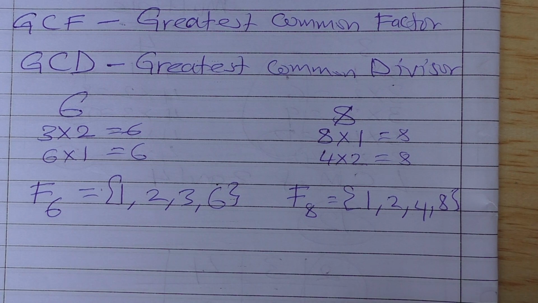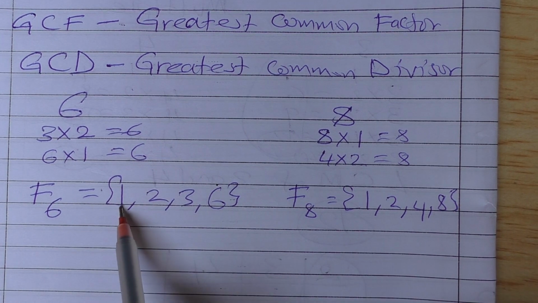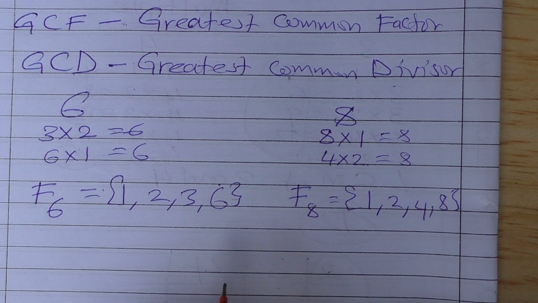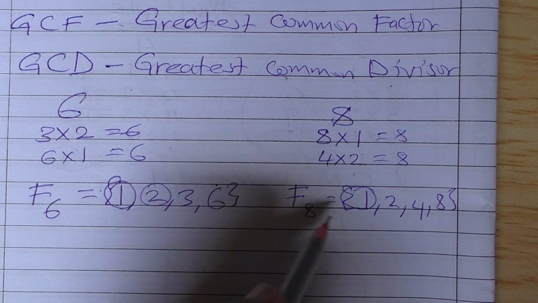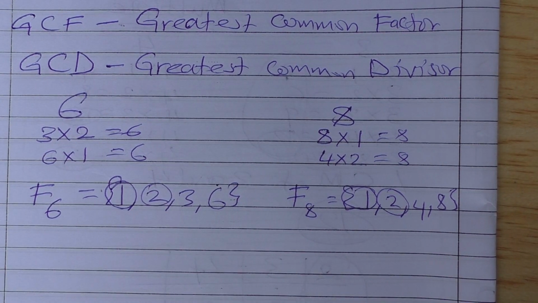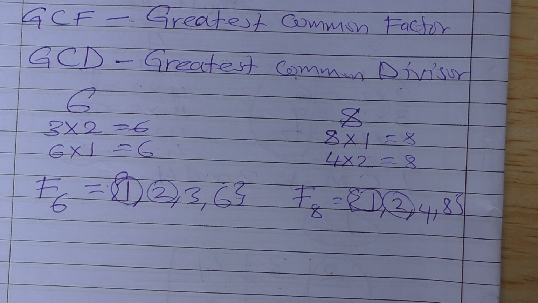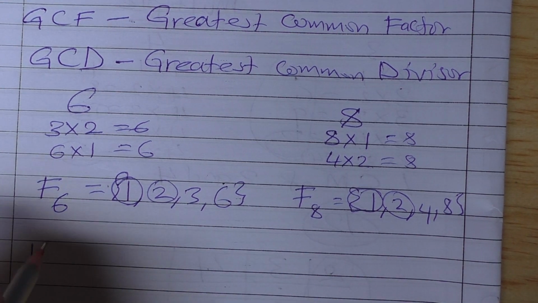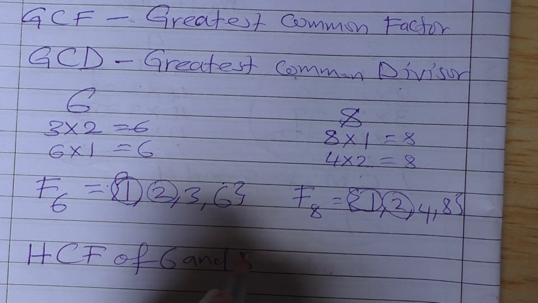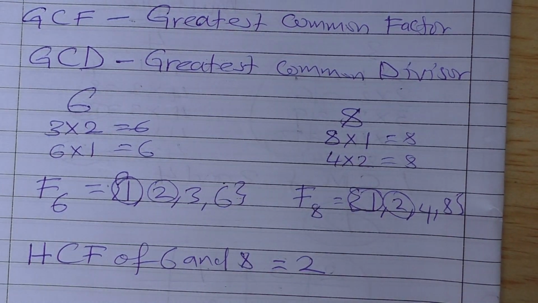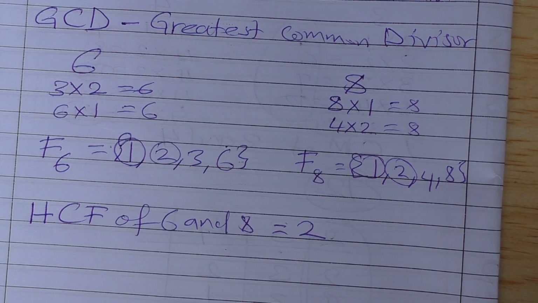Now, let us look at the highest common factor. If you look at the factors of 6 and 8, we have two common factors. We have 1 and we also have 2. Those are common factors, but we are interested in the highest. Therefore, the highest common factor of 6 and 8 equals 2. That is how we get the HCF or GCF or GCD.